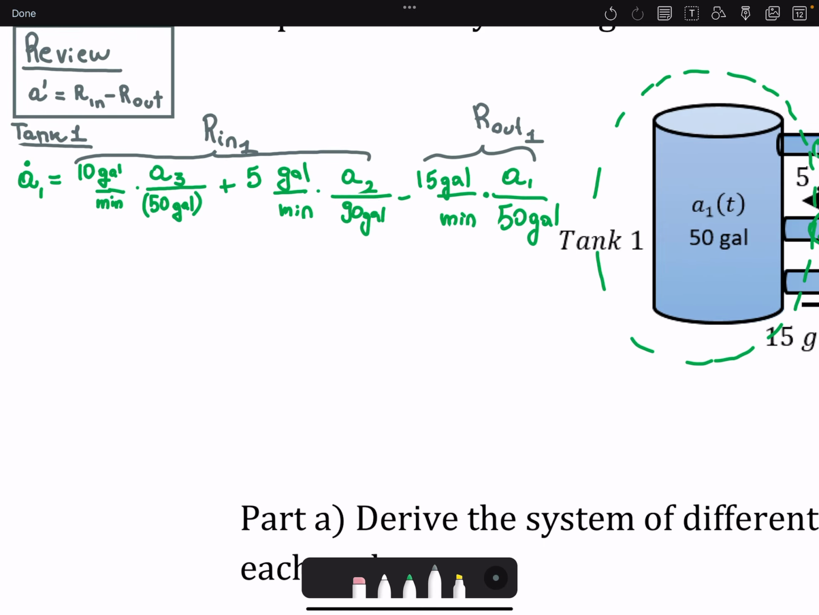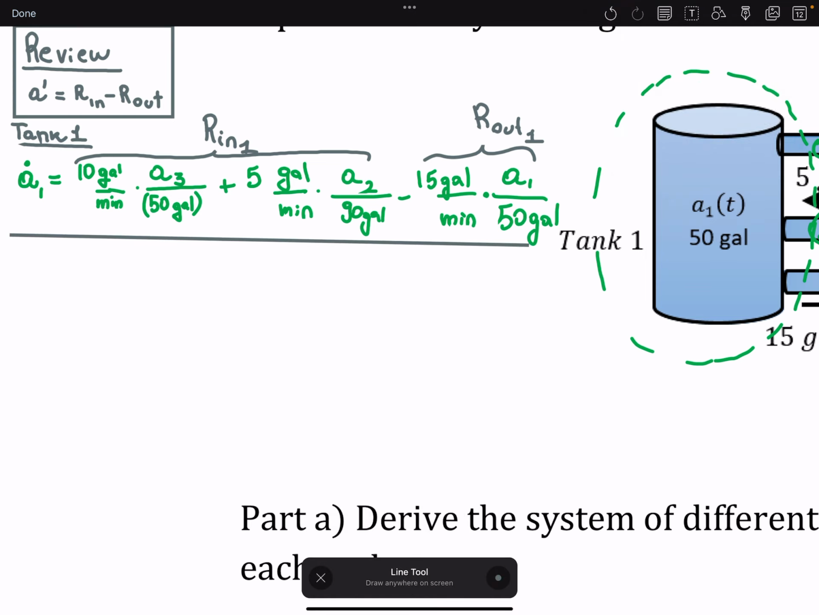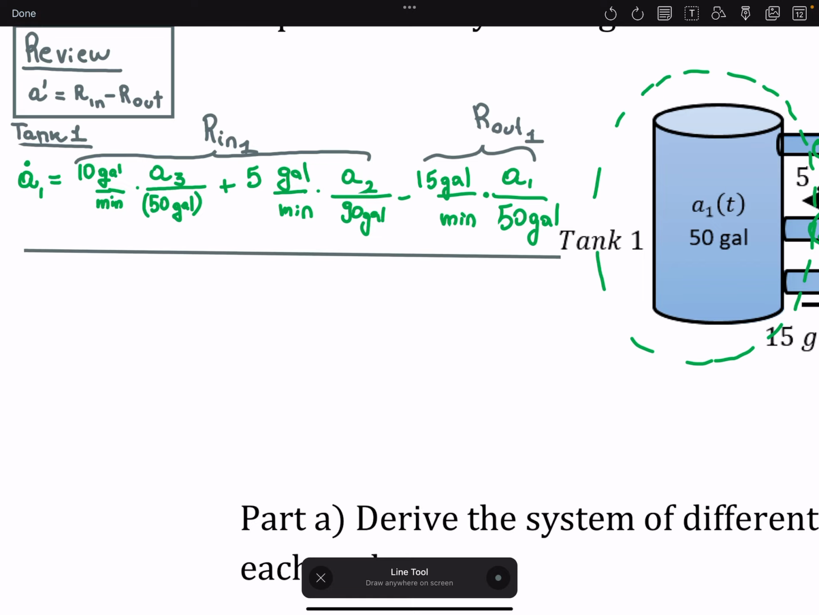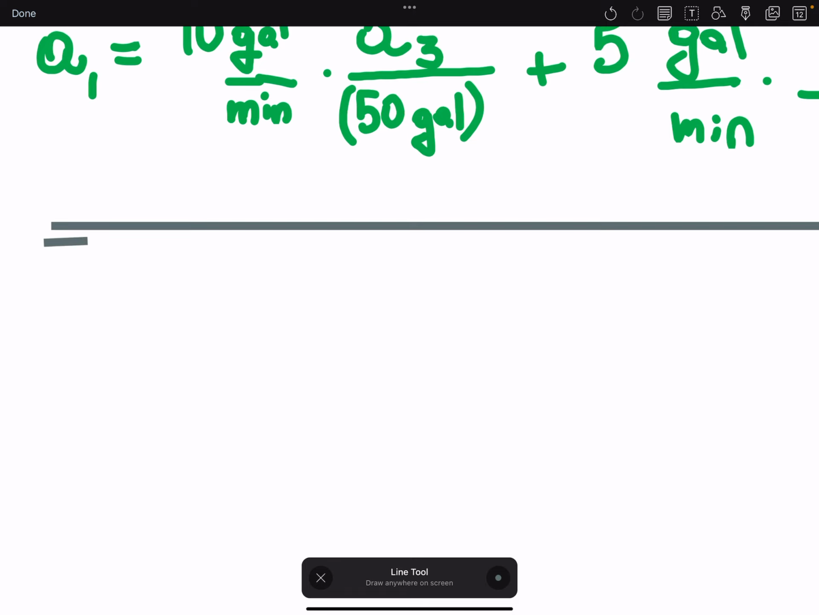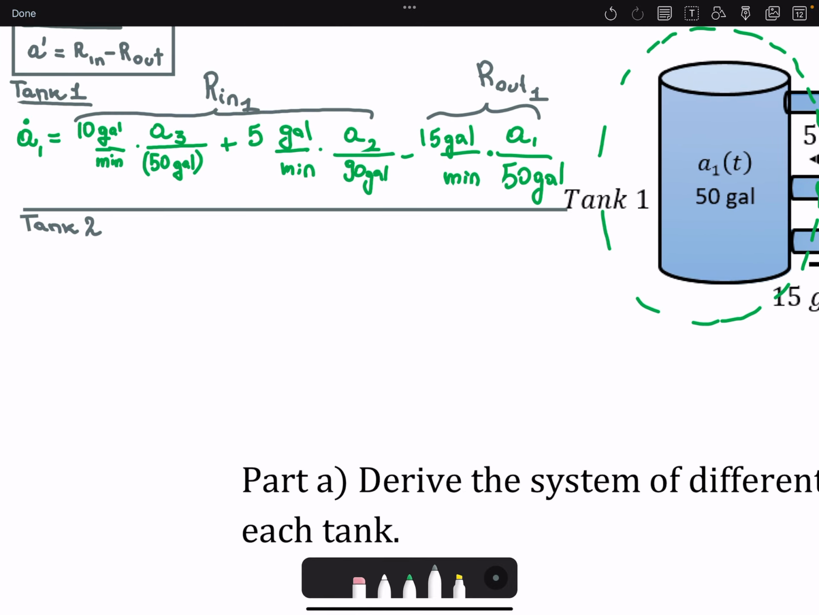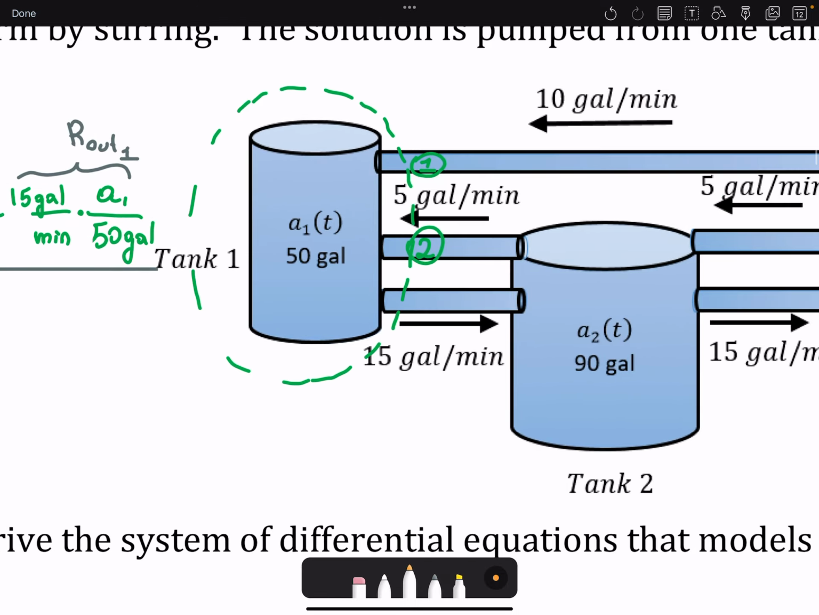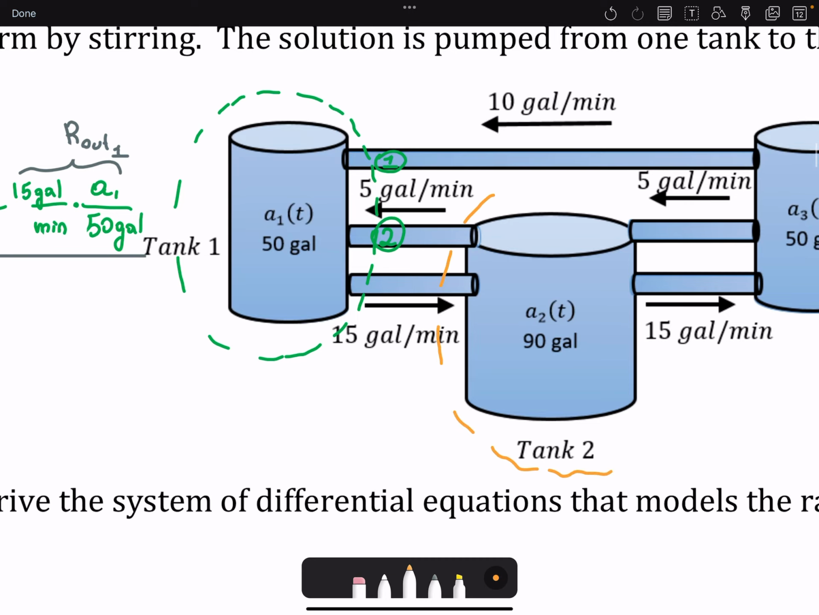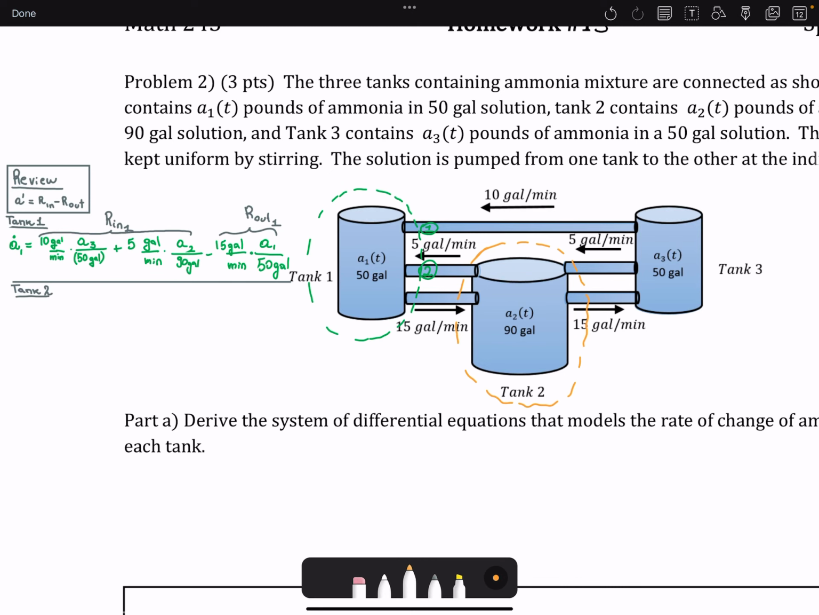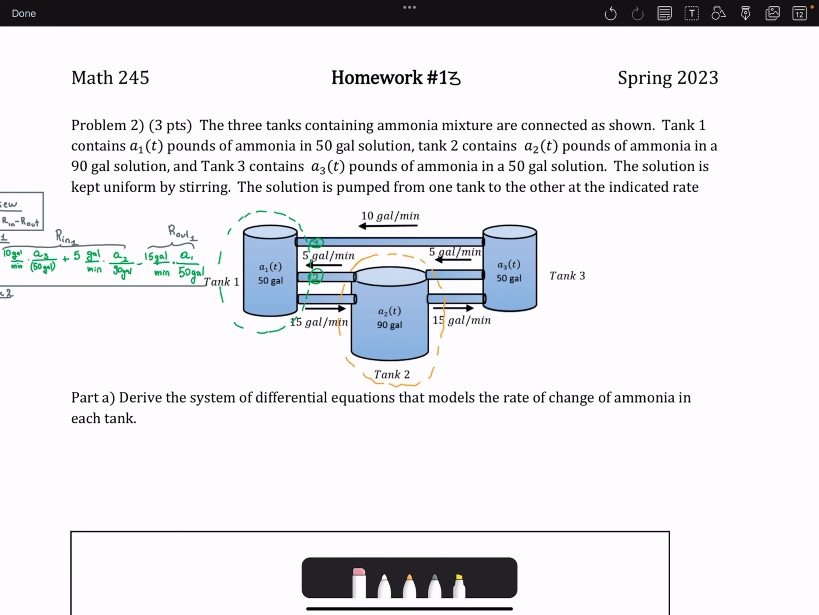Now let's do tank 2. So let me get a little bit of space here. Now we're going to be getting this color. Tank 2 is right here. The process is the same. And one thing that I find interesting is we don't have something that's coming in from here, for example, from outside. So these are all without forcing function.